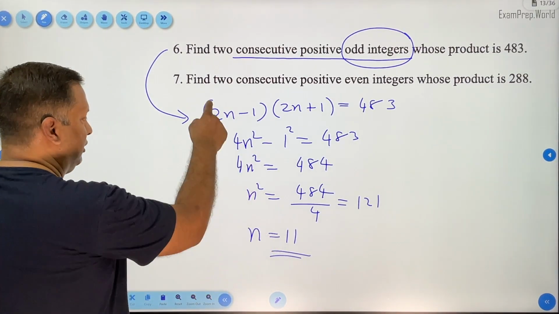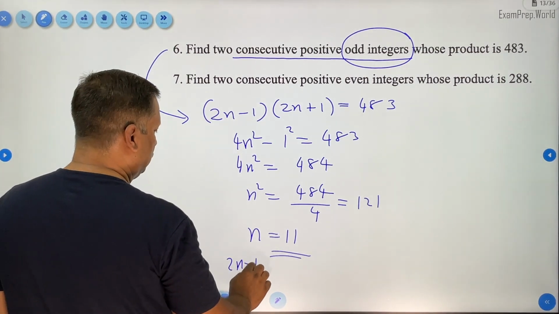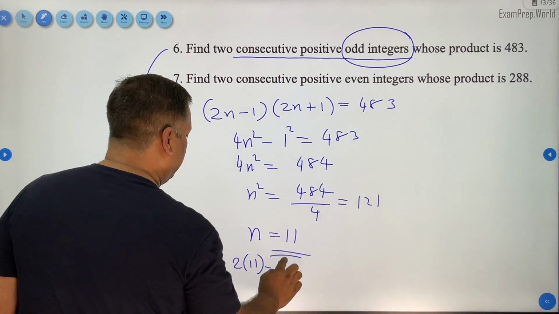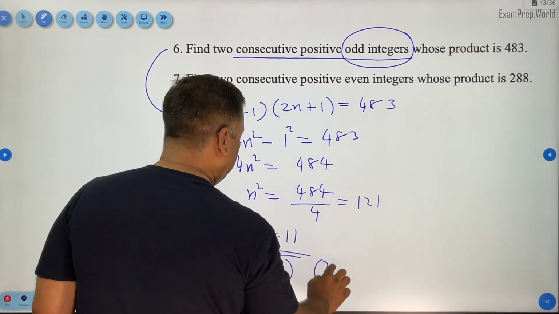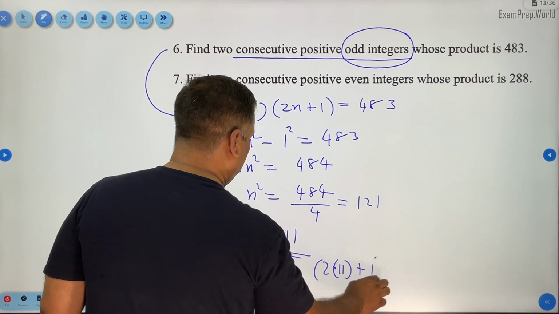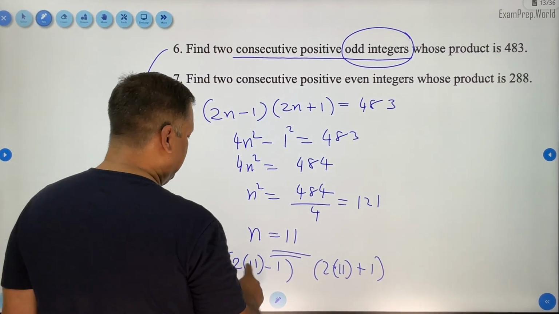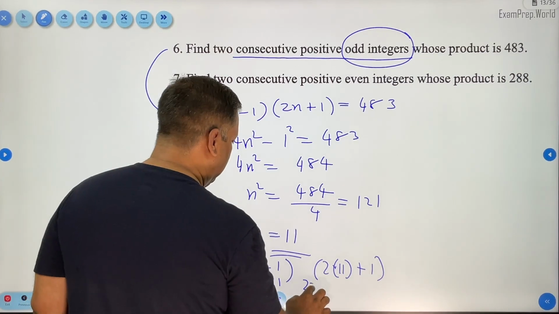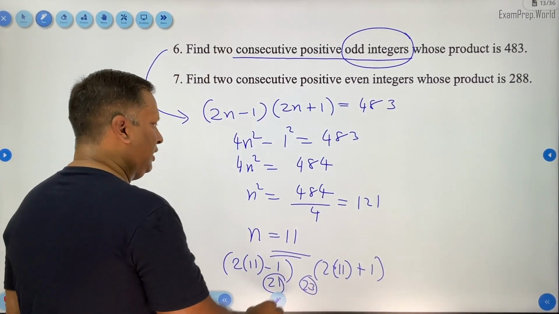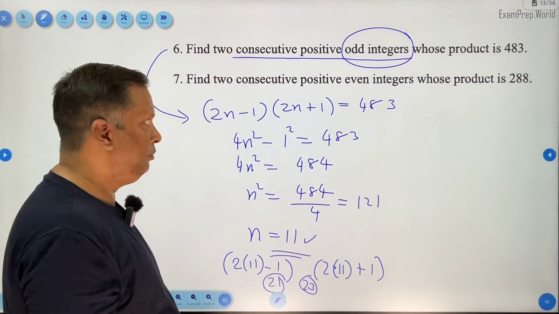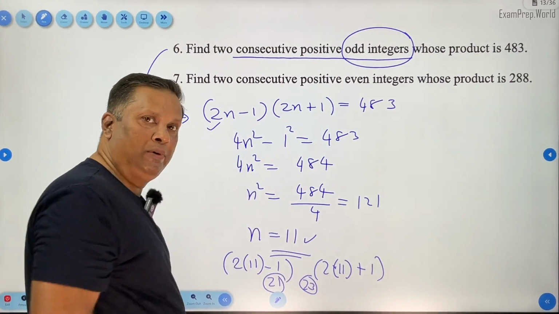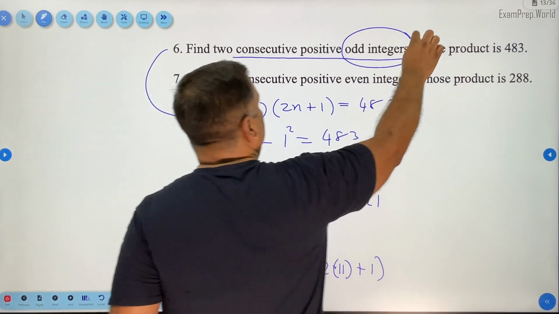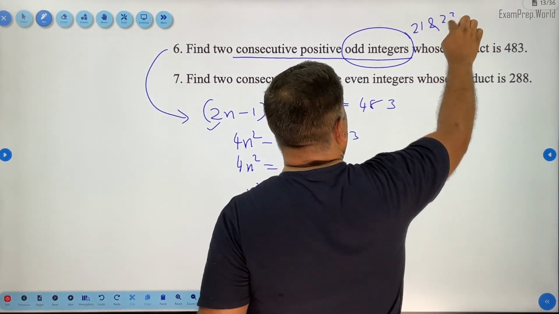You have to input this 11 here. Input it in 2n minus 1. This means that if you input it, 2 times 11 minus 1 is your first number, and the next number is 2 times 11 plus 1. So 2 into 11 is 22, minus 1 is 21, your first number, and the next number is obviously 23. Many kids say that 11 is the number. No, you have to input it, because you assumed that our numbers were 2n minus 1 and 2n plus 1. Got it? So our numbers are 21 and 23.